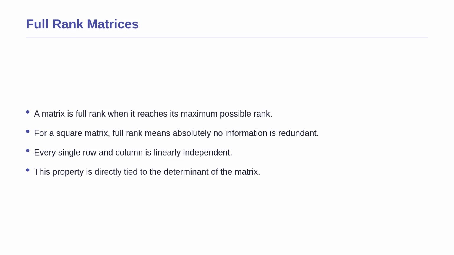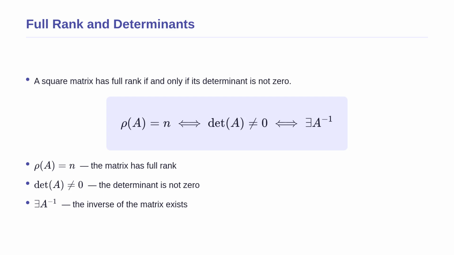This property is directly tied to another major concept called the determinant, which measures if a matrix squishes space flat and loses information. Let us look at the mathematical relationship for full rank square matrices. This chain of symbols tells a beautiful story. The first part says the rank of A equals n, meaning it has full rank. The double arrows mean if and only if, showing these statements are perfectly equivalent. The next part says the determinant of A is not 0, meaning no information is lost. Finally, the last part states that the inverse of matrix A exists.